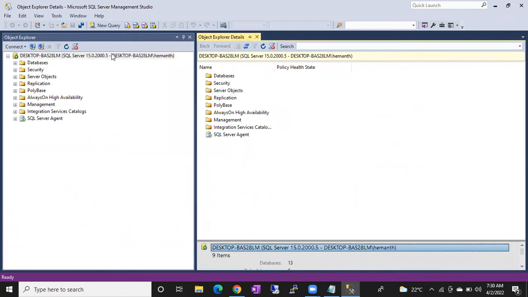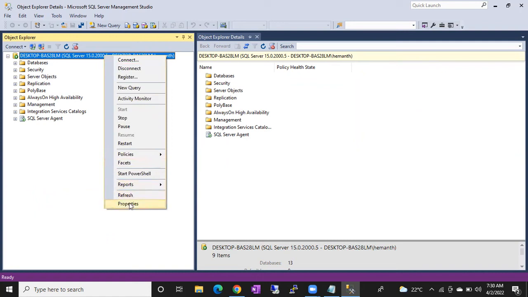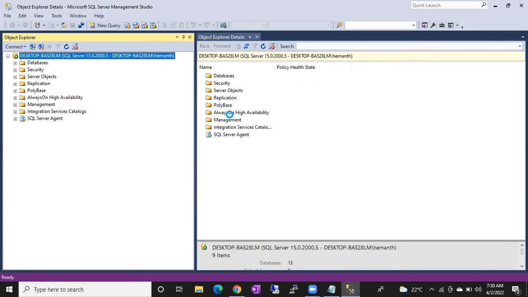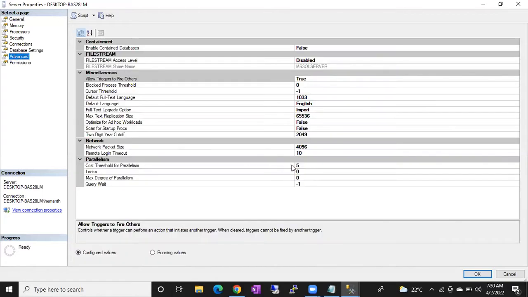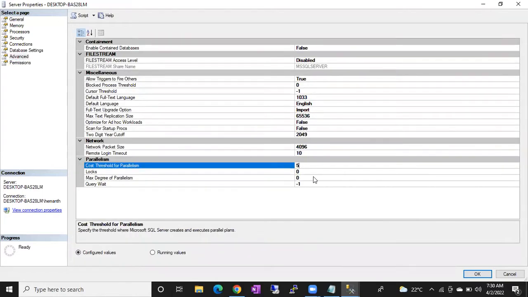Right, so if you go to server properties, instance properties, there you can see cost threshold for parallelism and max degree of parallelism. Go to Advanced, there you can see cost threshold for parallelism and max degree of parallelism, guys.